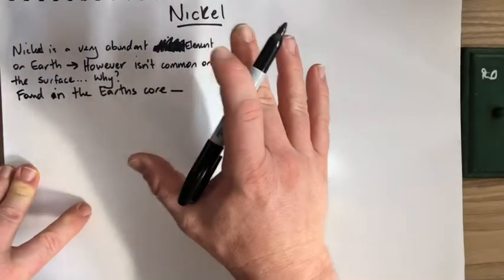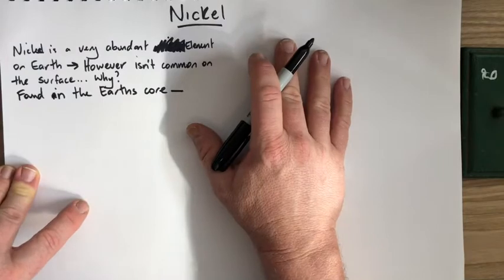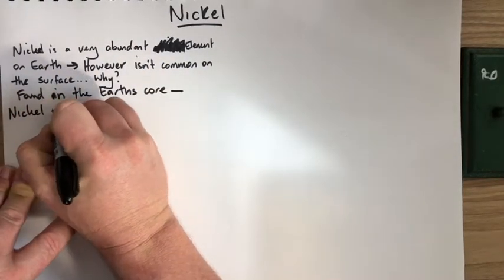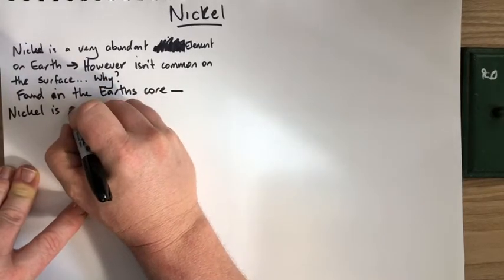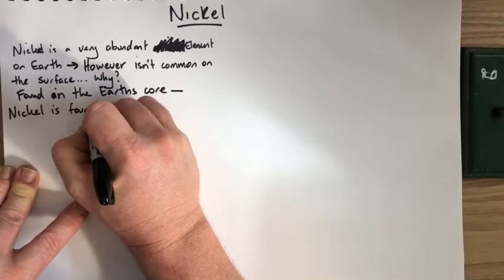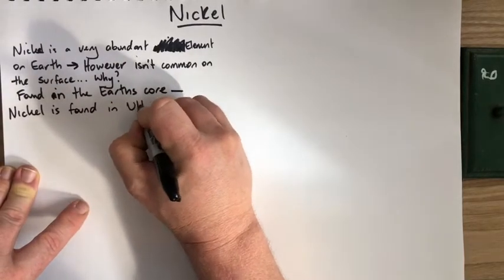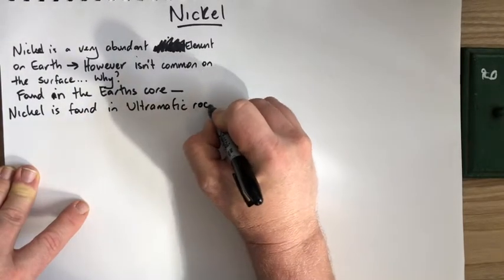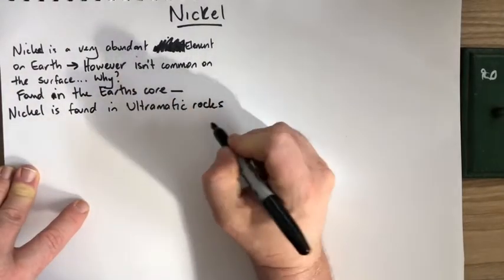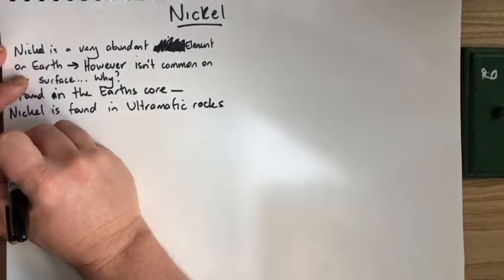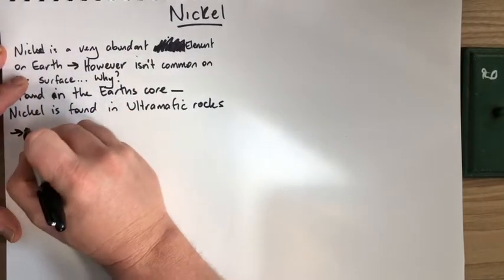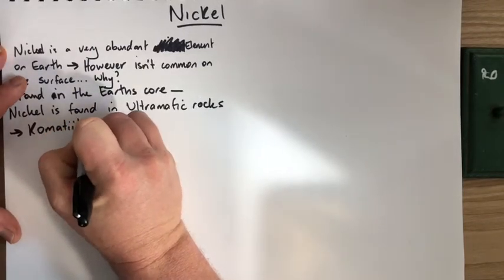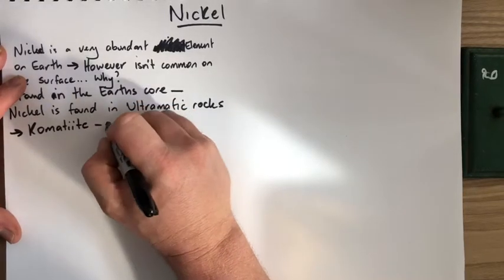When we find nickel on the surface, though, we find it in ultramafic rocks. If you know any ultramafic rocks that we've maybe talked about in our classes, two examples are komatiite, and there's another one called peridotite.